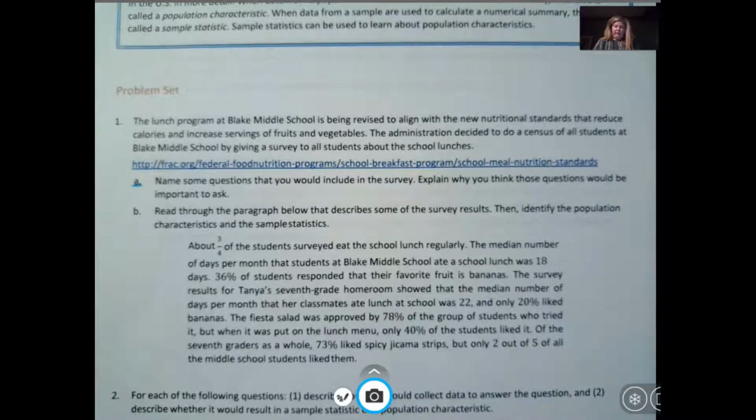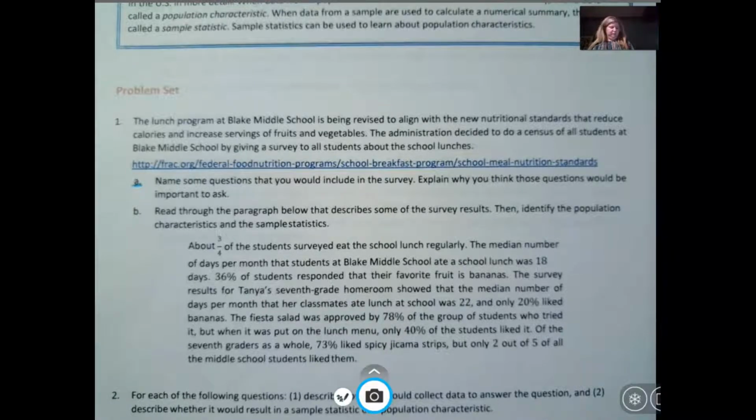And you could have anything that you like there, like how often do you eat the school lunch? Do you ever bring your lunch from home? What is your favorite food? Would you eat salads if they were offered? Would you like to have a baked potato bar? Okay, so different things could be used there. That's basically just whatever you would like to ask.